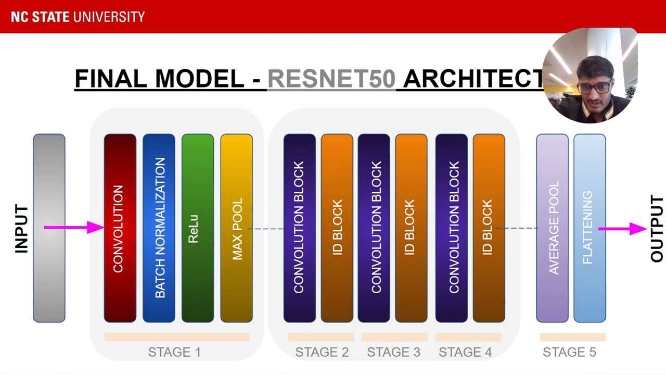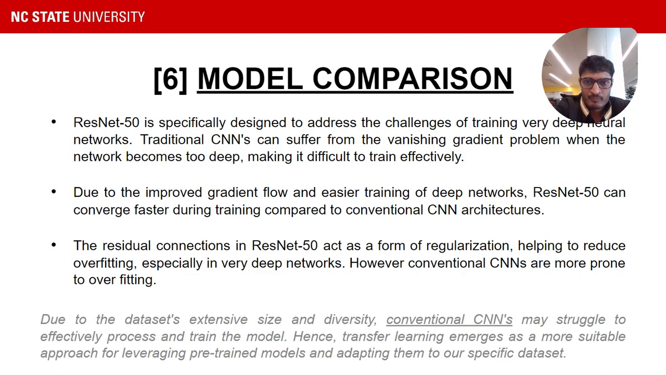This is how our ResNet 50 architecture looks. Our input layer goes through convolution layers, and then it batch normalizes all the images, and goes to the activation function layer and the max pooling layer. We also have more complex layers in stages 2, 3, and 4. Finally, it averages all the poolings and flattens the output data.